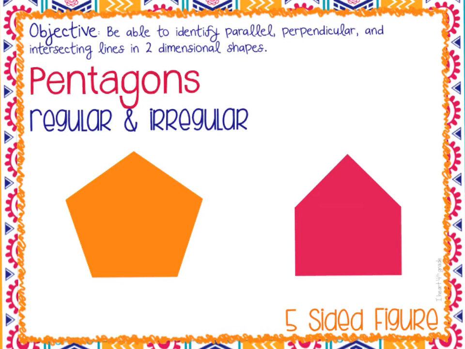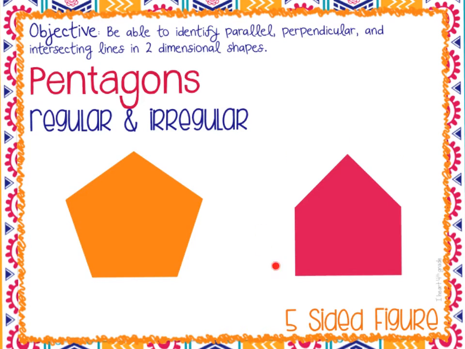The next shape is a five-sided shape, a pentagon. A pentagon can be a regular pentagon or it can be an irregular pentagon, so you'll have to pay attention. This pentagon doesn't have any sets of parallel lines right here. I also do not see any square corners, so this shape is made up of intersecting lines.